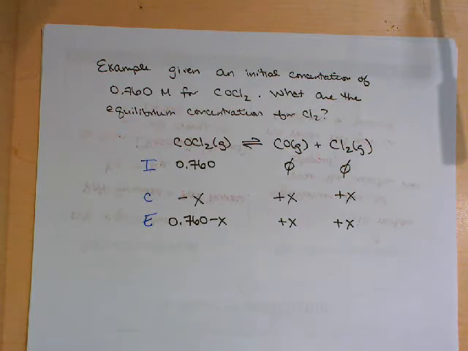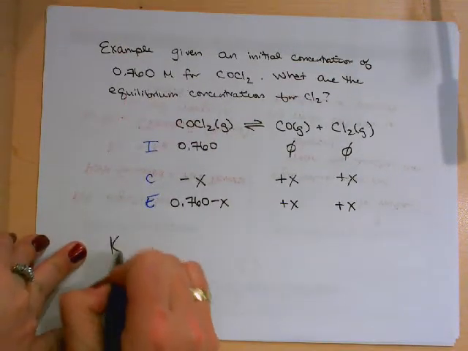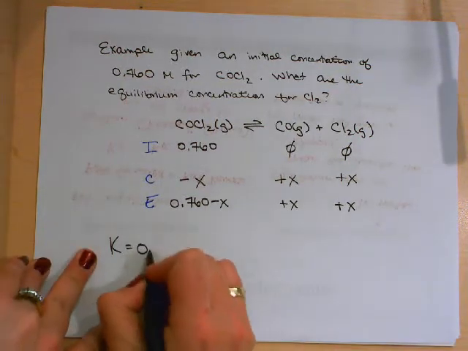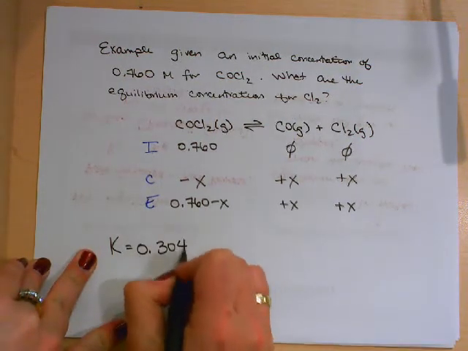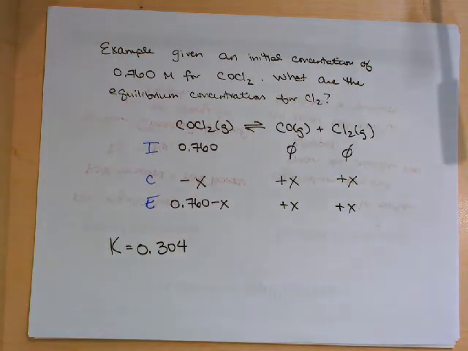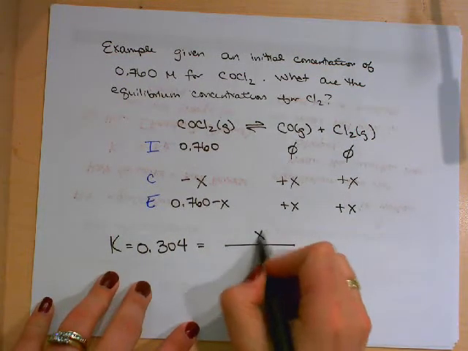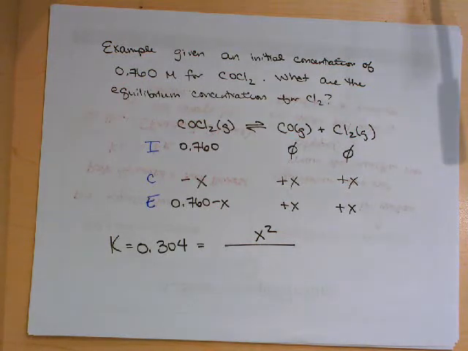What piece of information have I not given you yet that we need in order to solve this? Right, I need to give you K. The K for this equation is equal to, let me find it. Alright, so now what do I need to put in my numerator of my fraction? X squared, right, because it's product. And then what do I put in my denominator? Yep.